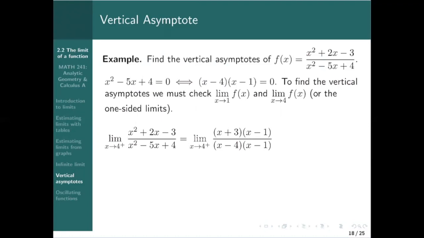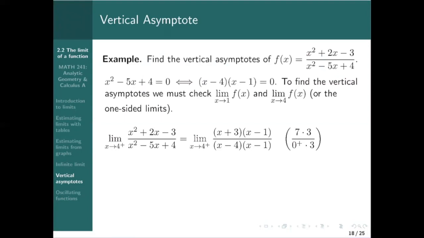Then as x goes to 4 from the right, the first term of the numerator is going to go to 7. The second term of the numerator is going to go to 3. And in the denominator, as x goes to 4, x minus 4 is going to go to 0. But because x is going to 4 from the right, when we replace numbers that are bigger than 4, this expression x minus 4 is going to approach 0, but it's going to be positive. And as x goes to 4, x minus 1 is going to go to 3.